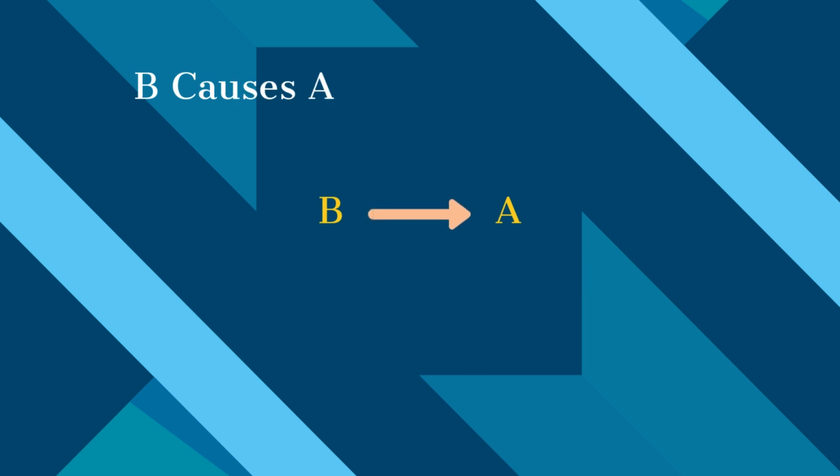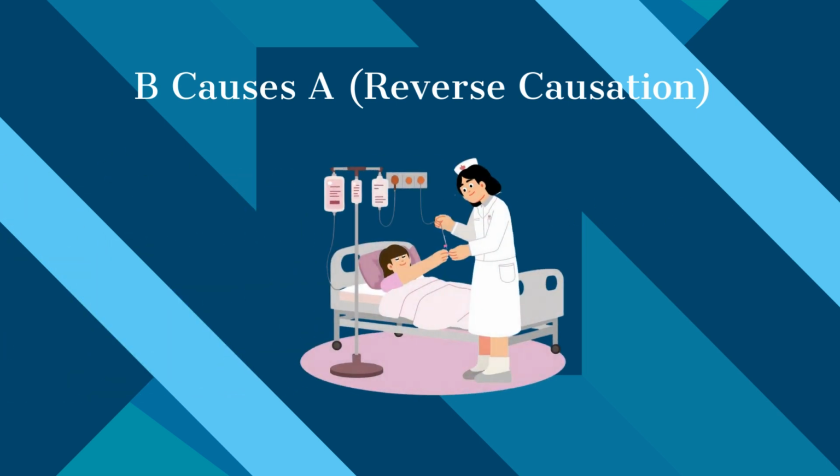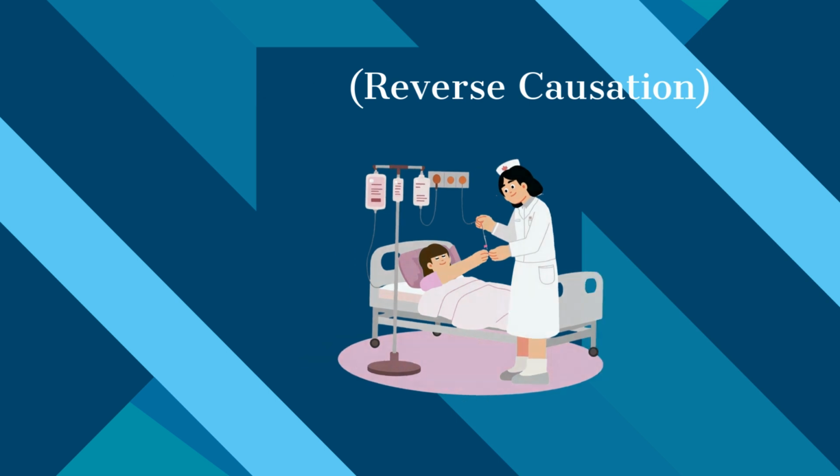Scenario 2: B causes A, reverse causation. Sometimes we observe a correlation and jump to conclusions in the wrong direction. Take this one. People in hospitals tend to be sick. It's not that hospitals cause sickness. It is that sickness causes hospitalization. This type of mistake is extremely common in business and social science.